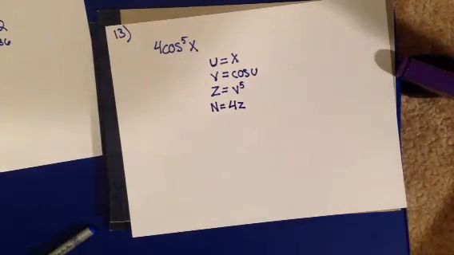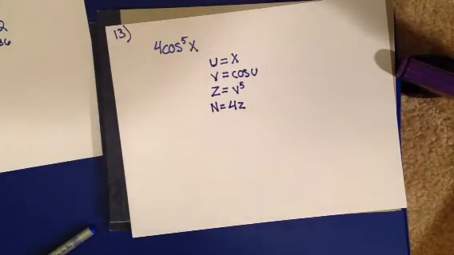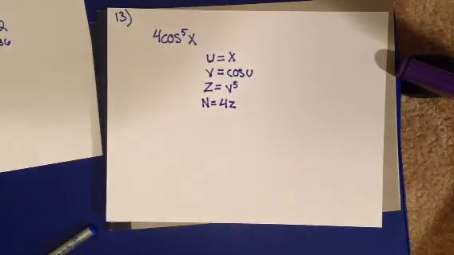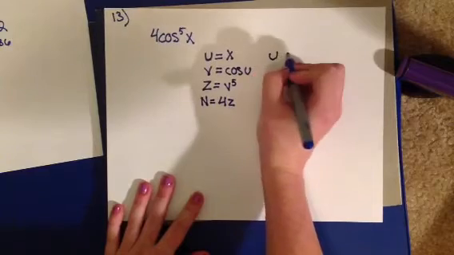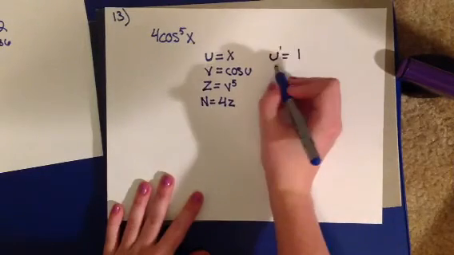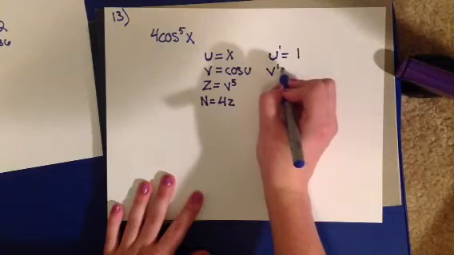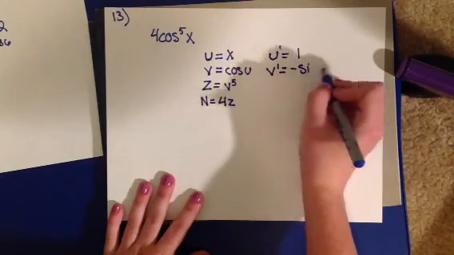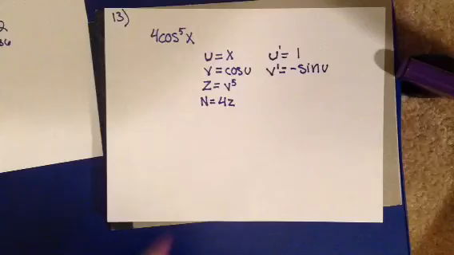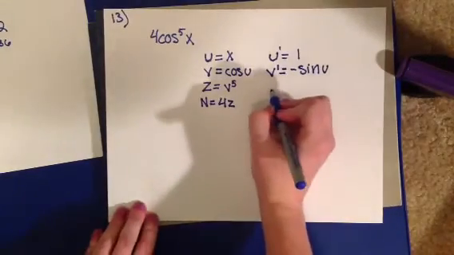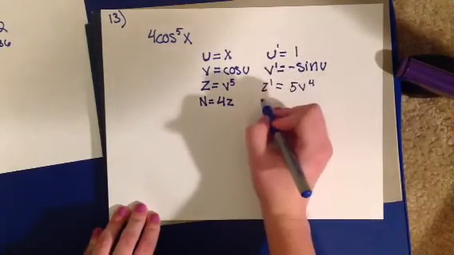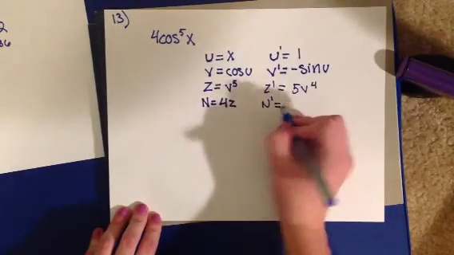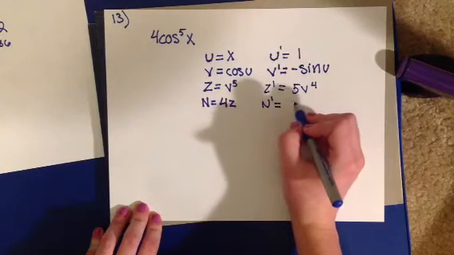Now that we have all of our variables, we can basically just do whatever we really need to. I'm going to straighten out the paper a little. Okay, now let's just find the derivative of everything. The derivative of u would be 1. The derivative of v would be negative sine of u. Remember not to get your variables mixed up. That's the lethal part of this. The derivative of z equals 5v to the fourth, and the derivative of n equals 4.